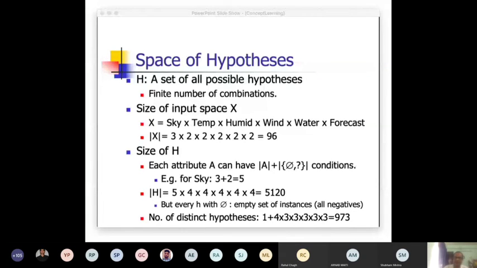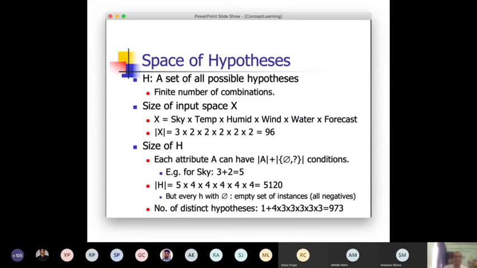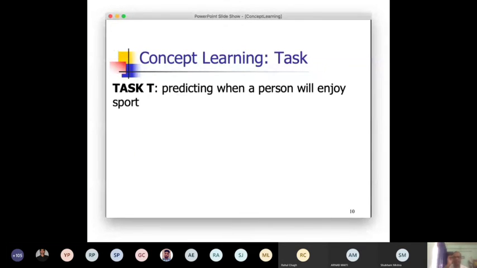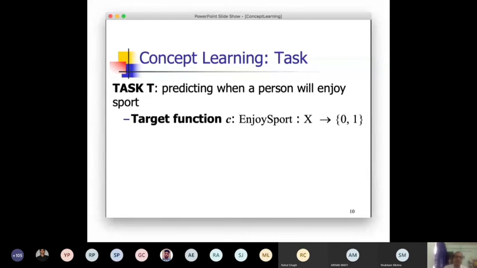So should I continue then? Okay, so let me continue. So these are the three components of concept learning. We'll be discussing that any learning task has, as we have already mentioned, a task, then experience, and then performance evaluation. So the task in this case is predicting when a person will enjoy sport.